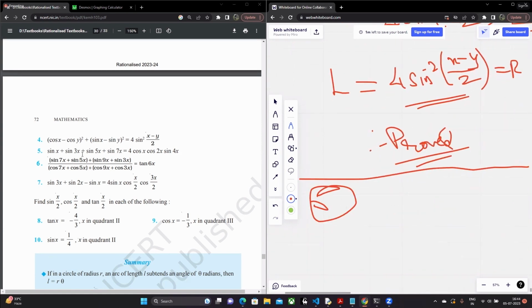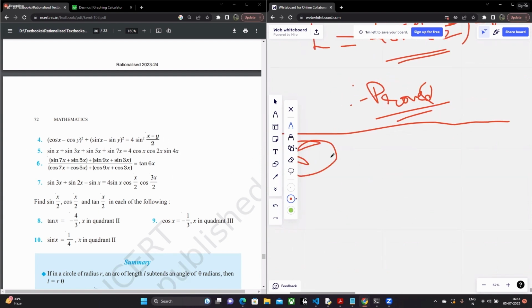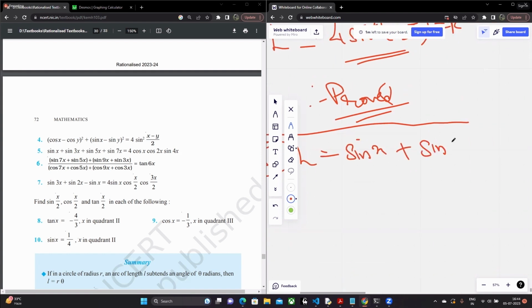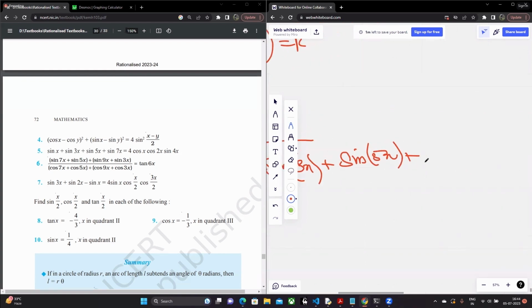Question number 5. Sin x plus sin 3x plus sin 5x plus sin 7x is 4 cos x cos 2x sin 4x. Right? Notice that the sum of this and this is going to be equal to the sum of this and this. That's a clue. Right? And over here you have sin 4x. That's the other clue. So basically, what we're going to do is LHS is going to be equal to sin x plus this is sin 3x plus this is sin of 5x plus this is sin of 7x.